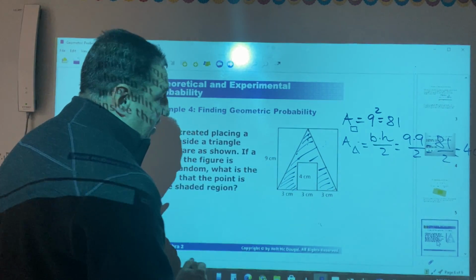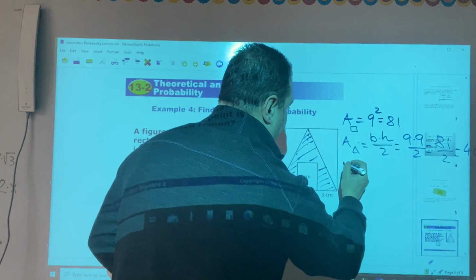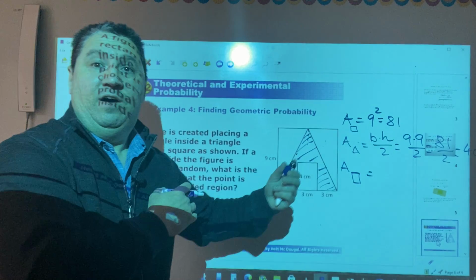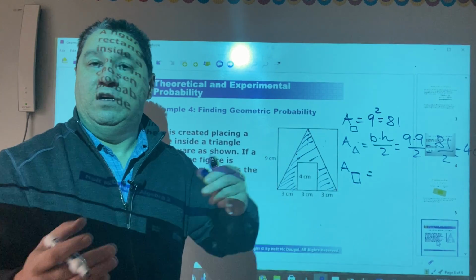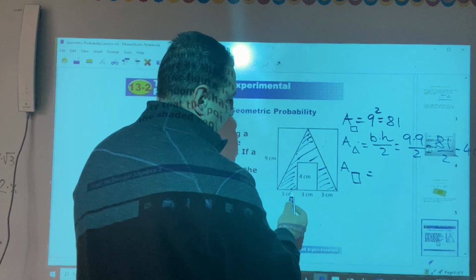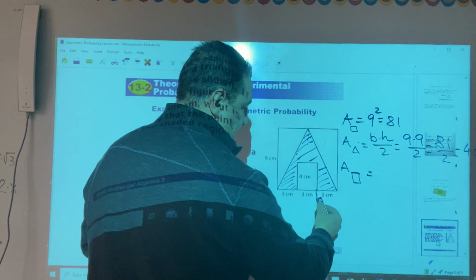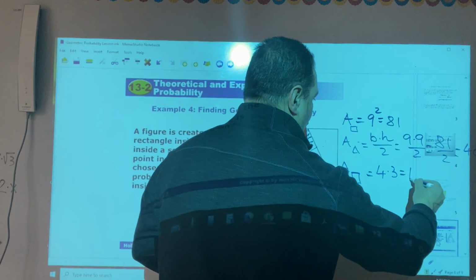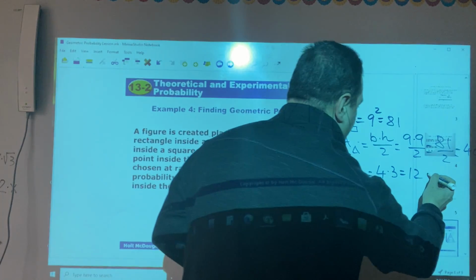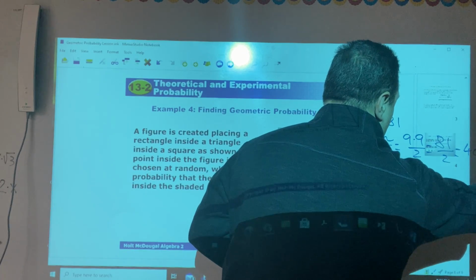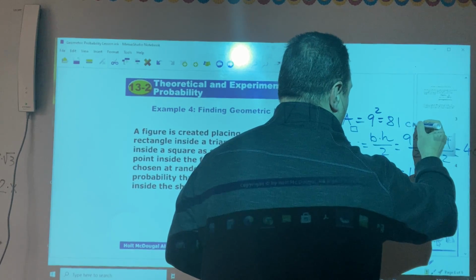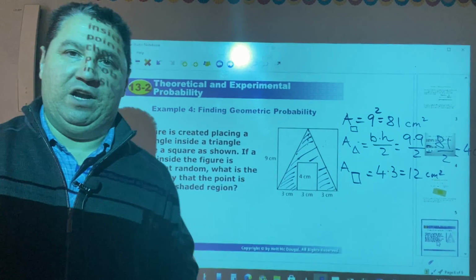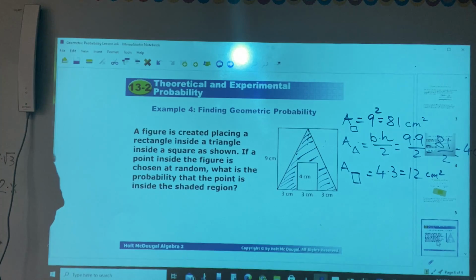And now the area of the rectangle would be length times width, yeah? Length times width. Length is 4 and width is 3. So we multiply 4 by 3 and we get 12 square centimeters, right? Remember, area is measured in square units. In this case, square centimeters.